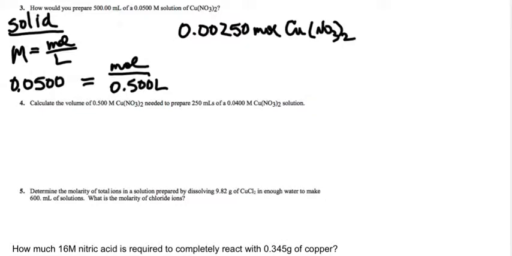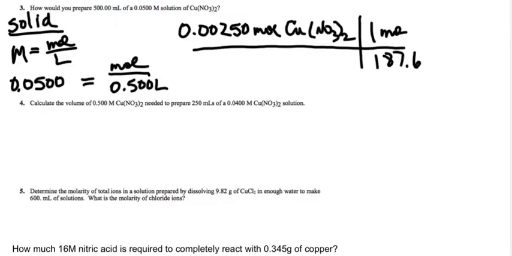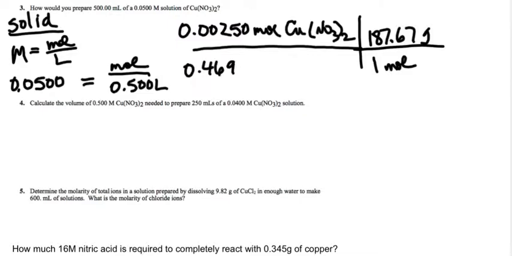Now, if I were to say, hey, go make it, can I measure out 0.00250 moles in the lab? That's not very useful. What should I convert that to? Grams. So I'm going to convert it to grams. I have the molar mass here, and the molar mass is 187.67. Oops, wrong way. Bad demo. For every 1 mole, I have 187.67 grams. All right, so how many grams would I need to put into my solution? 0.469 grams of copper 2 nitrate.